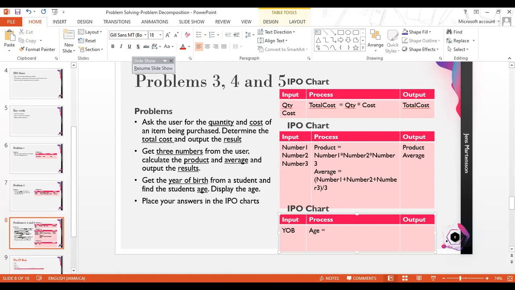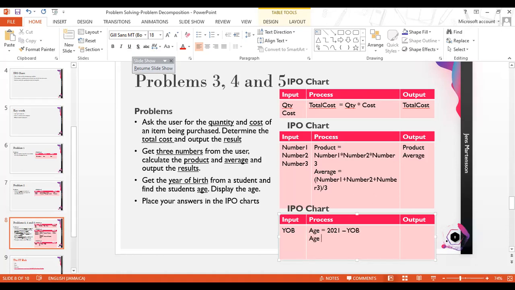We know that in order to do that, we take the year that the person was born in and we subtract it from the year that we are currently in. So what we can do is we take the current year and we take away the year of birth from it. So our current year is 2021. So I can type 2021 here and deduct from that the year of birth.